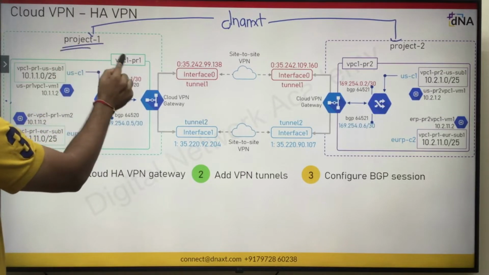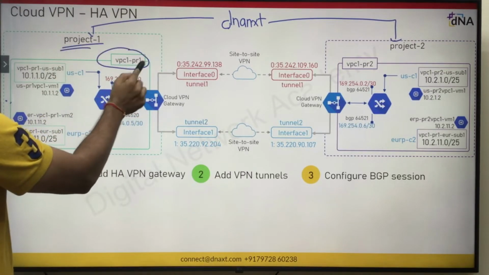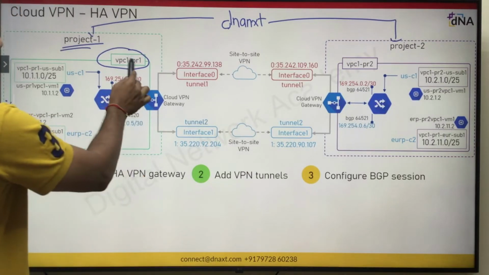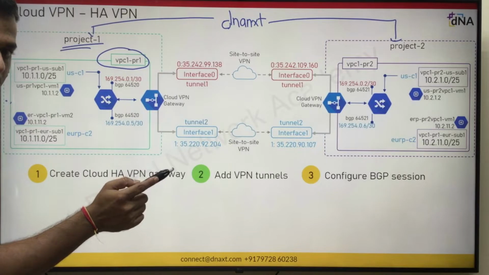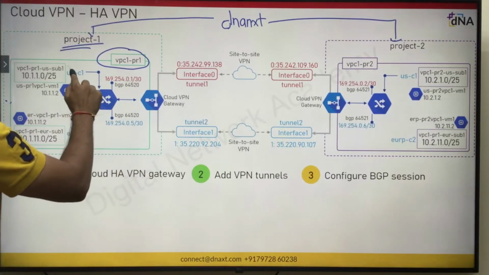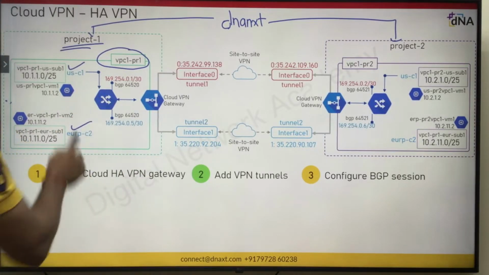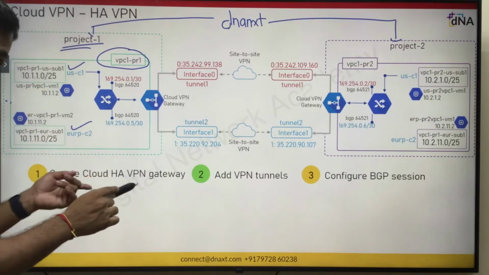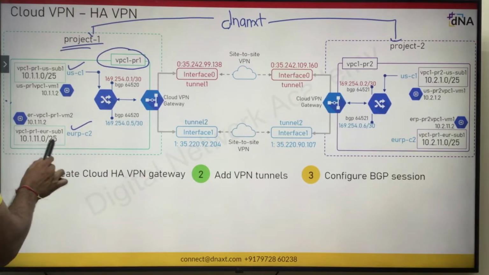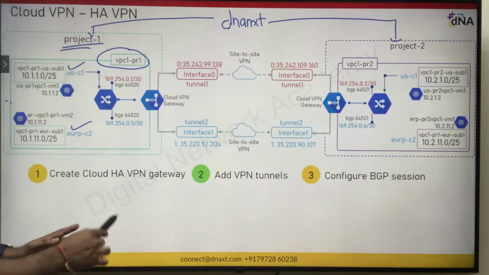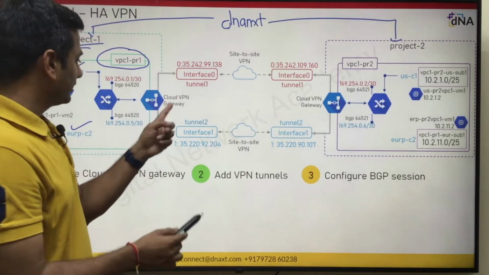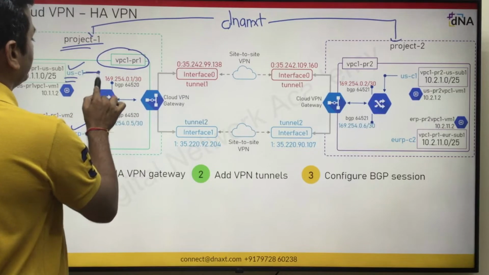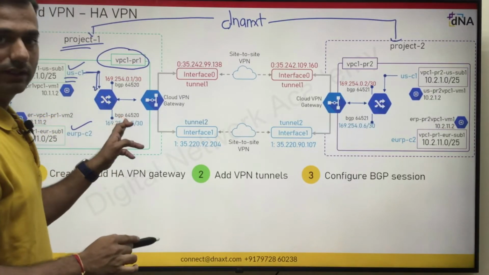Under project 1, we have VPC 1-PR1. It's a name, and it's very important to note it to avoid confusion. Under this VPC, we have 2 subnets in 2 regions: US Central 1 region and Europe Central 2 region, with 10.1.1.0/25 and 10.1.11.0/25. We will configure our cloud VPN gateway and the cloud router under the US Central 1 region. I have shown it here, under US Central 1.